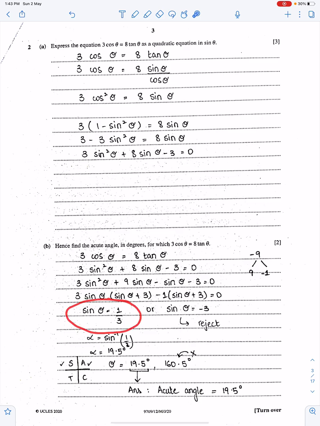This is in the first quadrant. They ask for the acute angle. For an acute angle, sine must be in the first quadrant. All functions are positive in the first quadrant. This is the answer up to 1 decimal place, 19.5. You don't need to write this answer. Just write the acute angle.